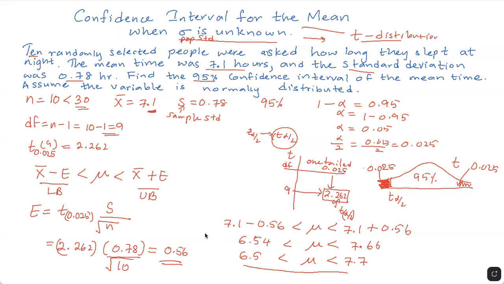So this is how we calculate the confidence interval for the mean when the population standard deviation is unknown. We used the t distribution here because the sample size is very small. So we cannot use the z values like the previous case. Here we use t values.